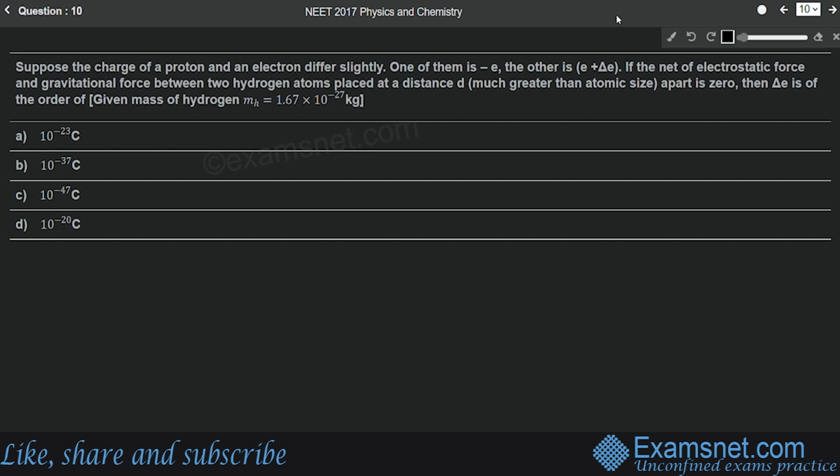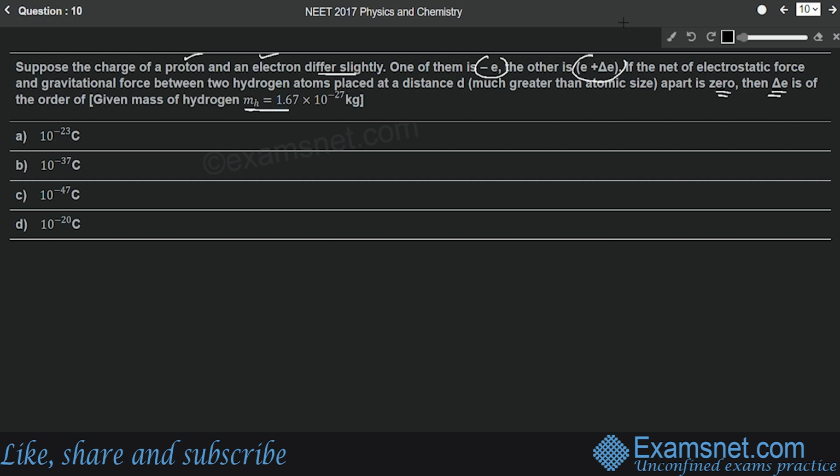Next question is related to electrostatics as well as gravitation. The question is: suppose the charge of a proton and an electron differ slightly. One of them is minus e and the other is e plus delta e. If the net of electrostatic force and gravitational force between two hydrogen atoms placed at a distance d apart is 0, then delta e is of the order of... The mass of hydrogen is mentioned.